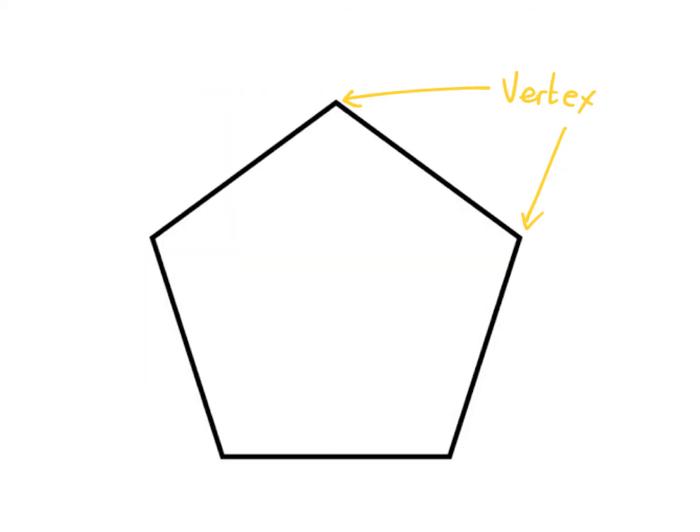And finally, some other terminology about polygons. Where two sides of a shape actually meet, we have what is called a vertex. So these are all going to be vertexes or vertices. And these over here are called sides.